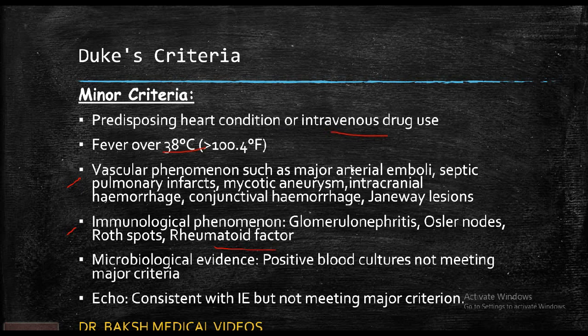For the vascular phenomena, it could be any major arterial emboli or even pulmonary infarcts, which are basically due to these vegetations, due to the septic emboli, because it can go anywhere into the body through the bloodstream, and it can cause infarcts. Conjunctival hemorrhage, Janeway lesions, microbiological evidence, like there's positive blood culture, but it's not meeting the major criteria, or if we see changes on the echocardiogram, which are consistent with infective endocarditis, but still not meeting the major criteria.